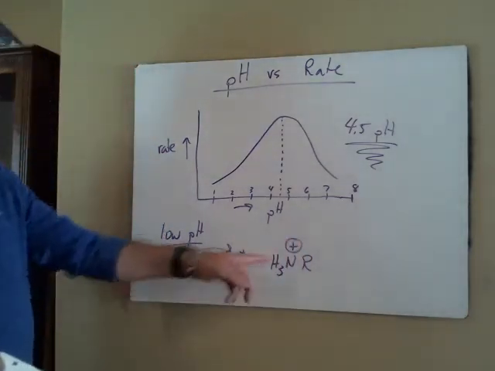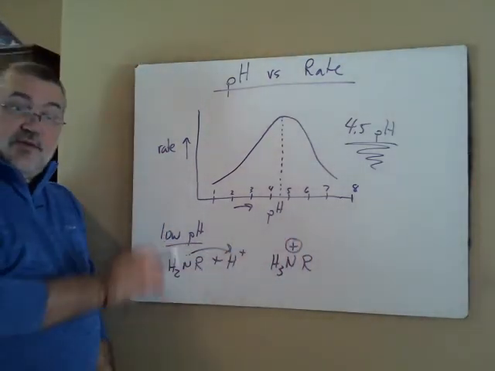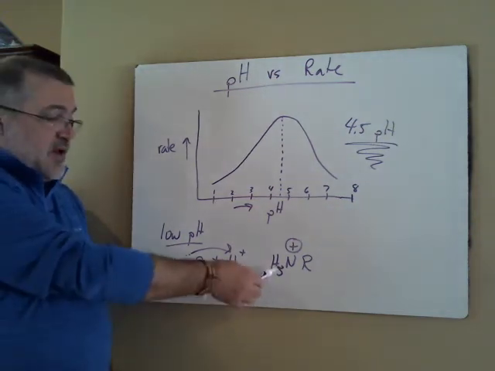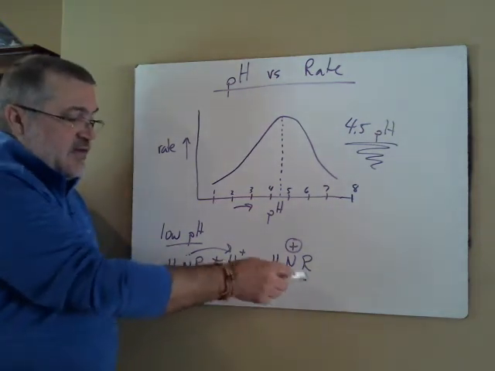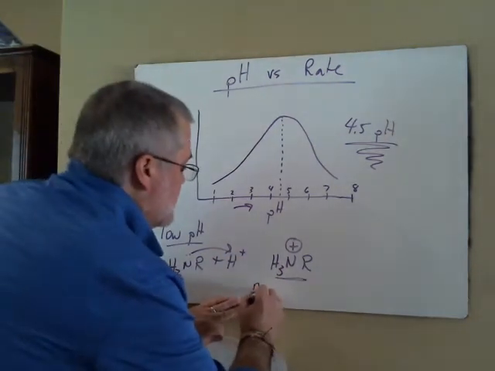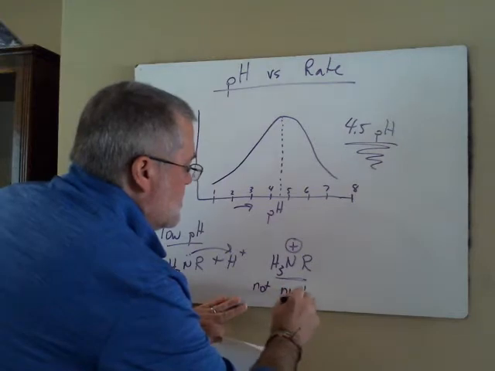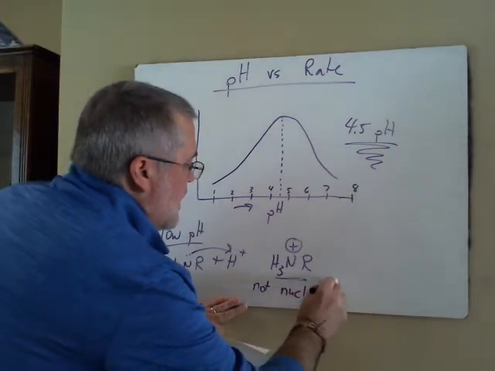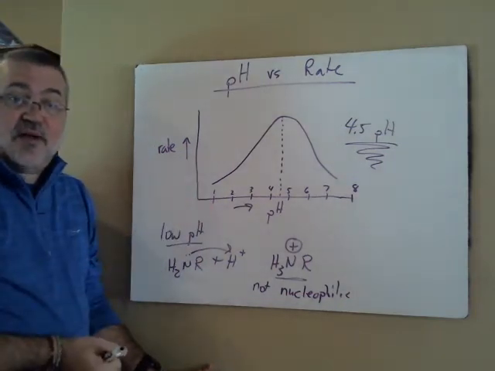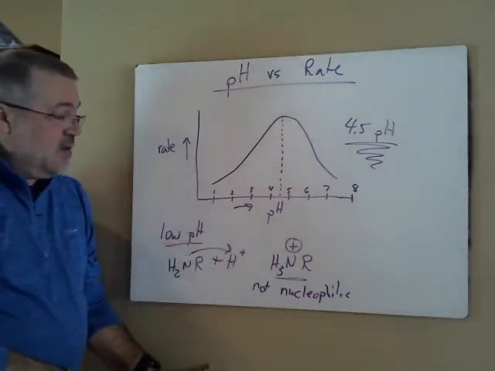You end up with a protonated amine because you're acidic enough for this to act as a base and be protonated. Once you've done this, this is not nucleophilic anymore. And if it's not nucleophilic, it can't react with the carbonyl compound and lead to the imine. Okay?